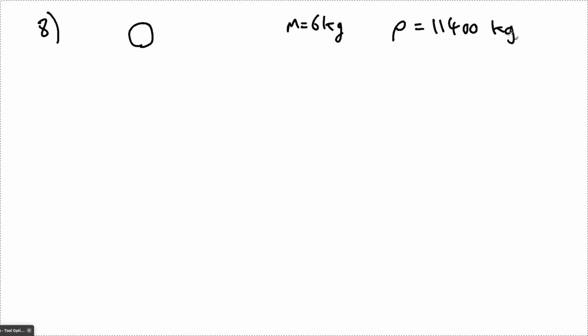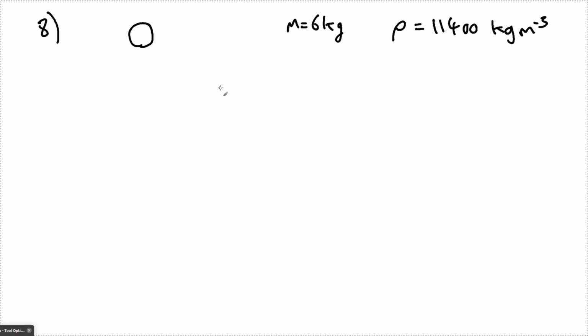Question 8 says we have two identical lead spheres. Each has a mass of 6 kilograms and the density of lead is 11,400 kilogram per meter cubed. So basically here we've two identical lead spheres. So if there's our lead sphere, what we know is that it's got a mass of 6 kilograms and its density is 11,400 kilogram per meter cubed. The first thing we're asked to work out is the radius of this sphere.